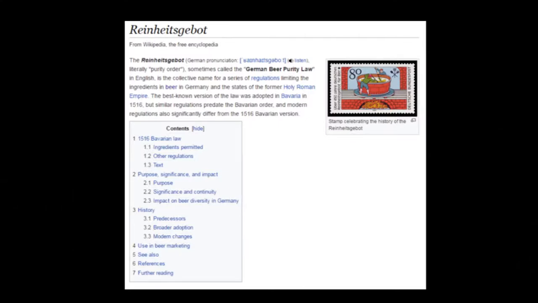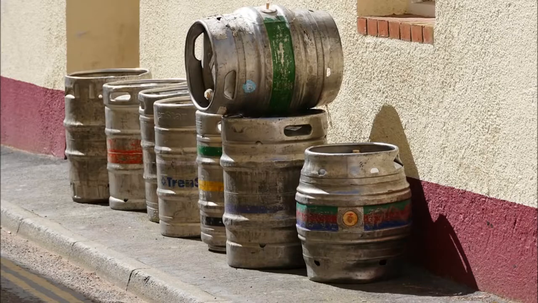In the late medieval period, it was entrenched in Western society and produced some of the first food quality laws. These were called the German beer purity laws and are still in effect today. But beer is no longer treated as the special social or cultural product that it was, but has become the product and beverage of the working class.